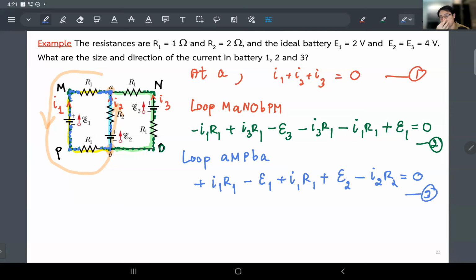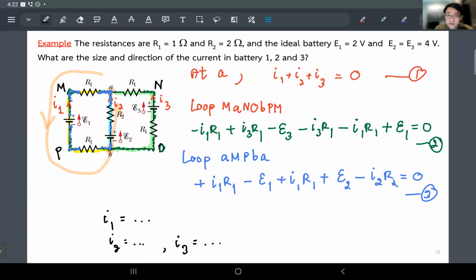Okay. Cool? And that's it, guys. So solve these three equations for I1, I2, and I3. Once you have those, that's it. You are done. I1 equal to what? I2 equal to what? And I3 equal to what? And you can expect one or some of these I's must be 0 for sure. Okay. Sounds reasonable, I think.